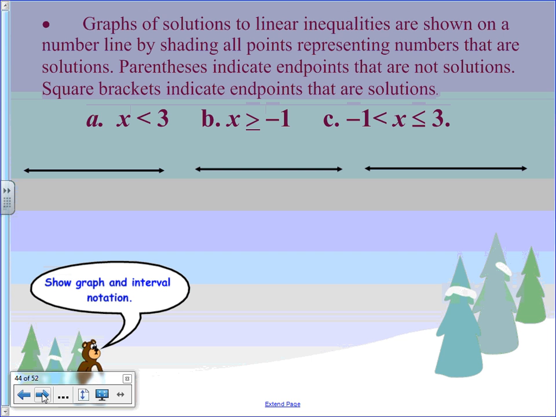Graphs of solutions to linear inequalities are shown on a number line by shading all the points representing numbers that are solutions. Here's something new. You need to write this down. Parentheses indicate endpoints that are not solutions. So write that whole sentence. But let me read the next one. Square brackets indicate endpoints that are solutions. Write those two sentences. That's the new information, and I'll show you what that looks like.